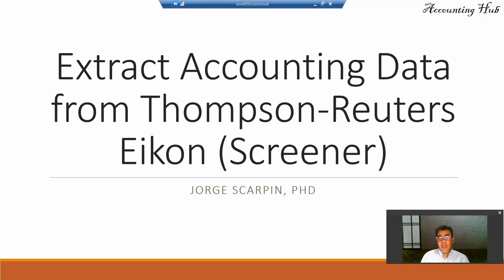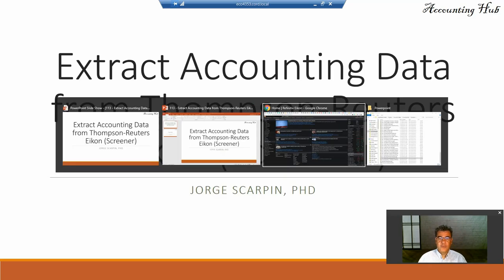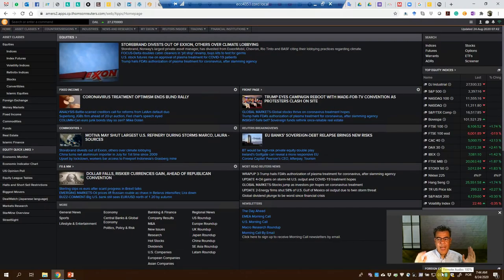And our topic today is how to extract accounting data from the Thomson Reuters database using the Eikon system in an app called Screener. So let's go to Eikon. Okay, I'm logging in. This is the home page. And how do we find the screener?